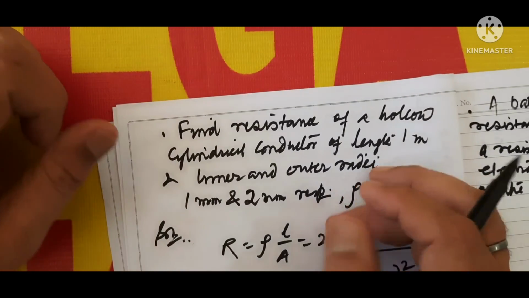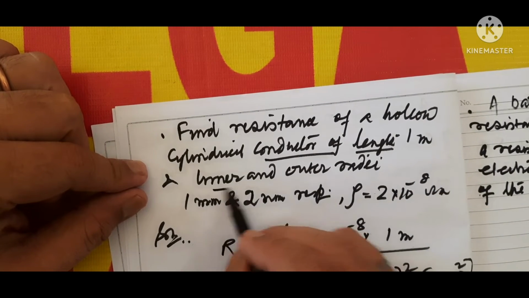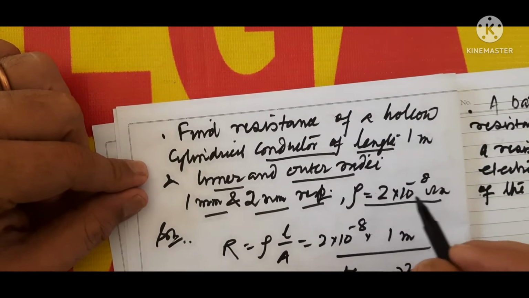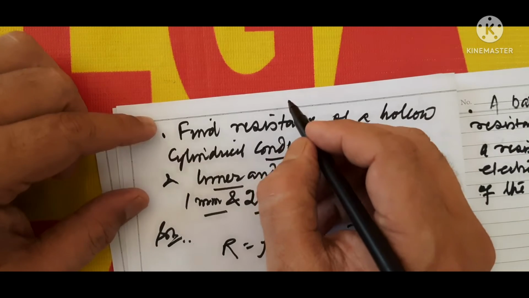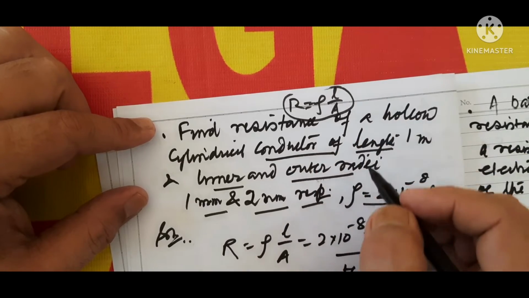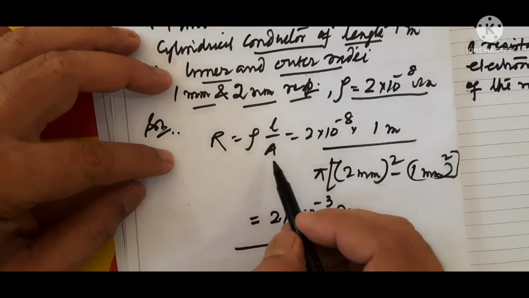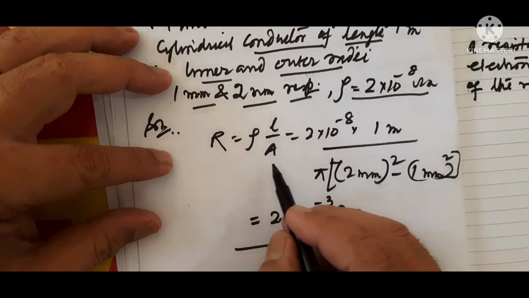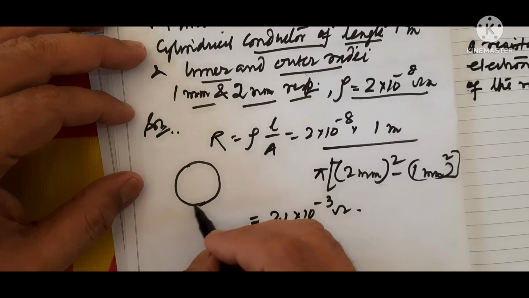Another question: find the resistance of a hollow cylindrical conductor of length 1 meter and inner and outer radii 1 millimeter and 2 millimeter respectively. Rho, the resistivity, is given. So we have to find the resistance. We know the formula for resistance, R is equal to rho L by A. This is the main formula. So just see how I have done. R is equal to rho L by A. Rho is given, 2 into 10 to the power minus 8, into length 1 meter, by area.